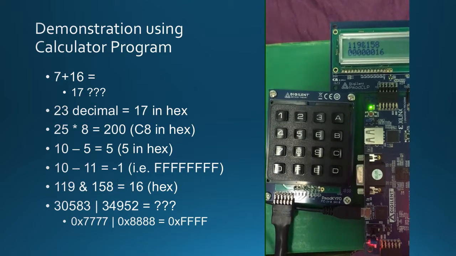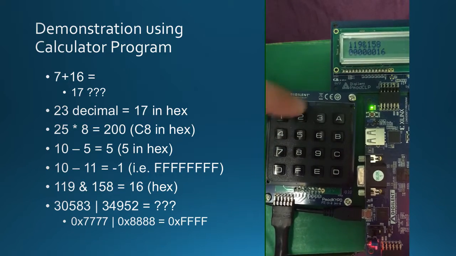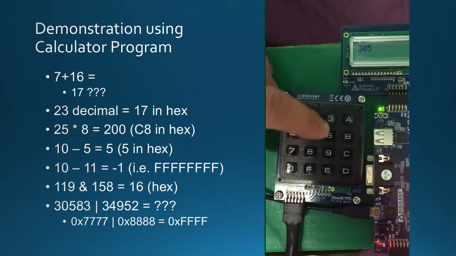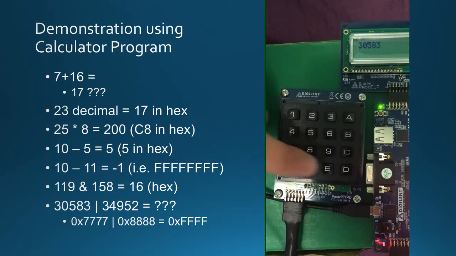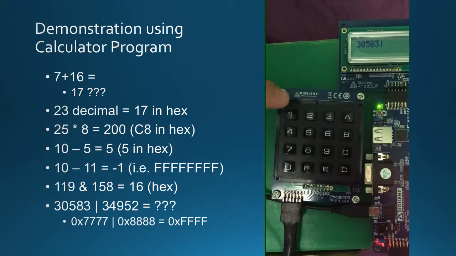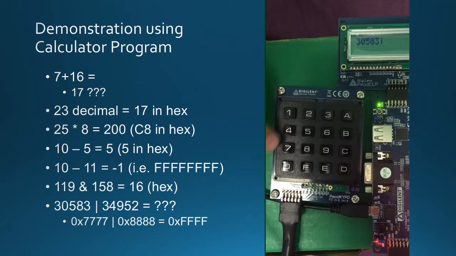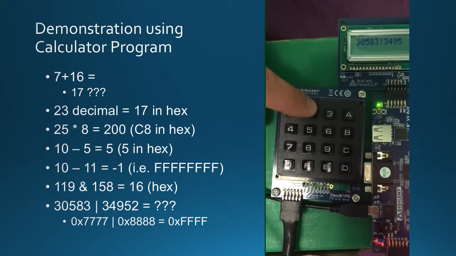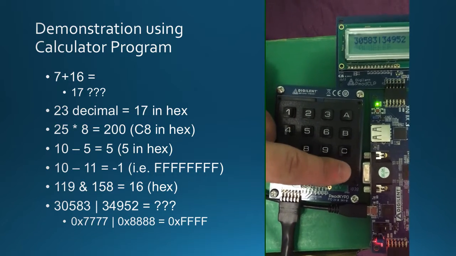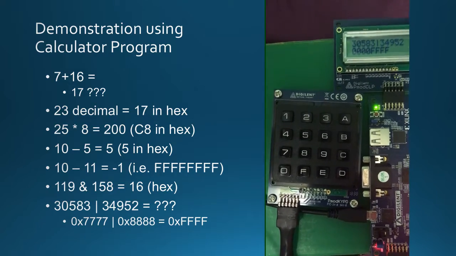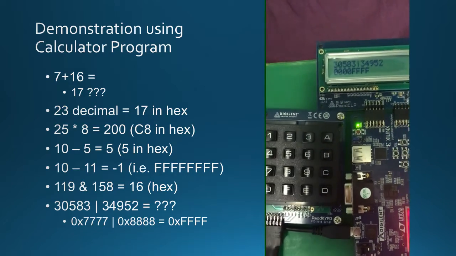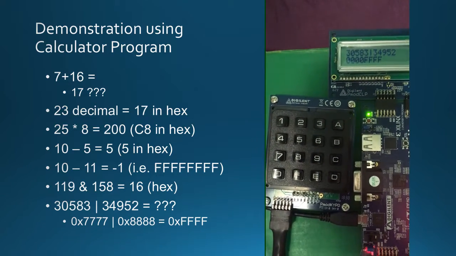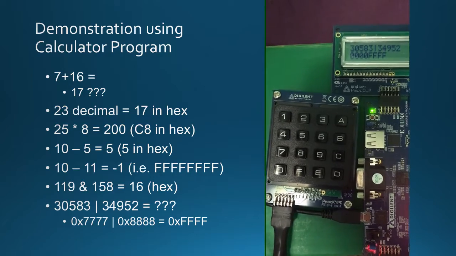I also can do, say, 30583 bitwise or with 34952. And that comes out as FFFF, which is just because those numbers in hexadecimal that I just entered are actually 7777 and 8888. So it works out pretty well.